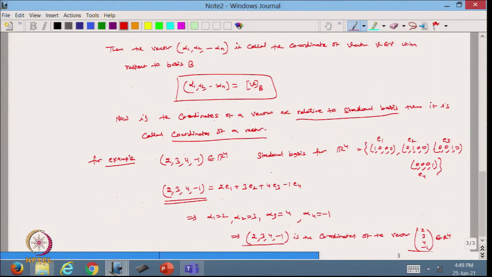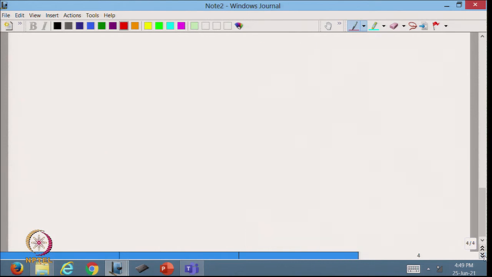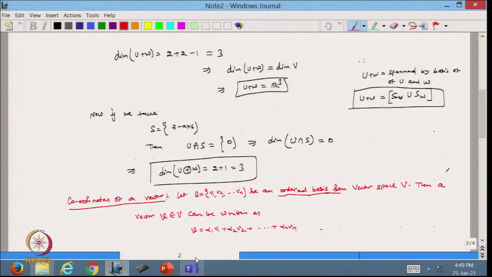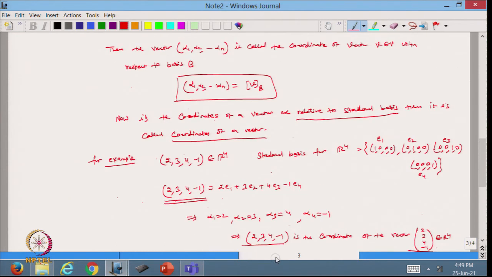So, this is the vector and its coordinates are this one. Okay, so from here I can say that this is the coordinate of the vector. So, I am writing like this, it means I am talking about the standard basis. So, a coordinate means the whole vector we are taking. We are talking about the whole vector, and the elements of it are the coordinates.